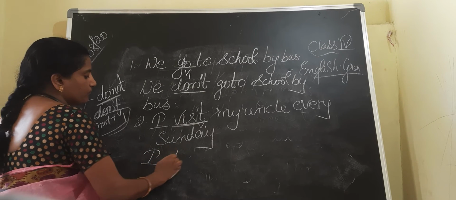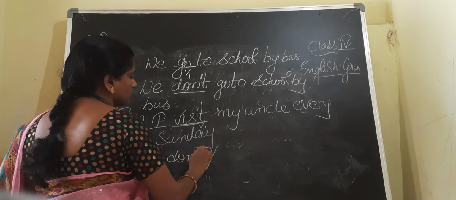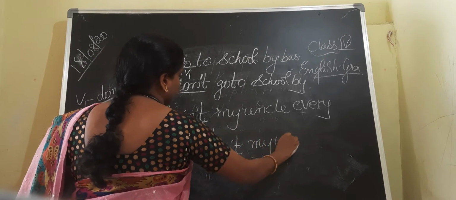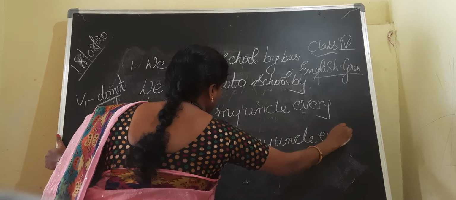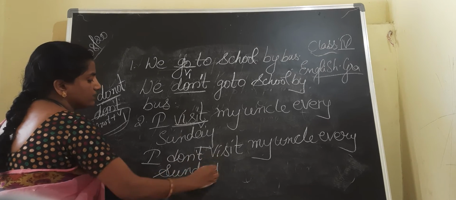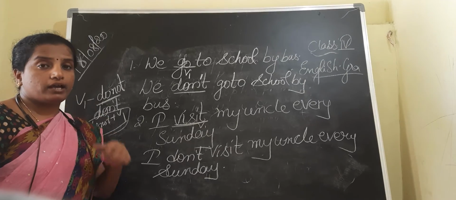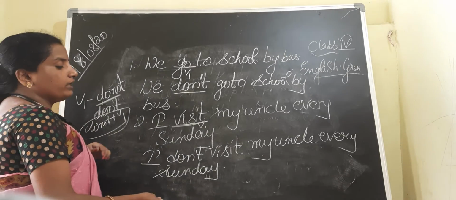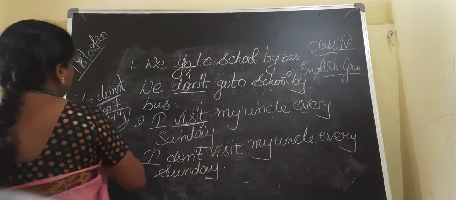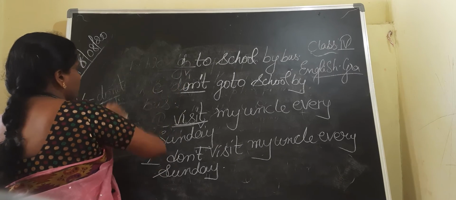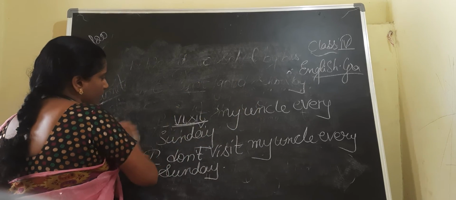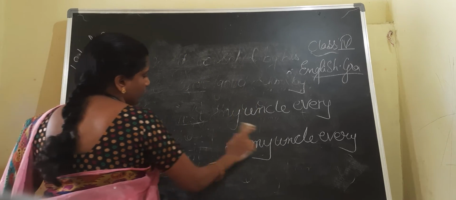So, I don't visit my uncle every Sunday. Okay, I don't visit my uncle every Sunday. Coming to the third example, children, easily you can write. Here we are discussing only V1 today. After learning about V1, then we will move to V1 with s, then we will move to the V2 form of the verb.